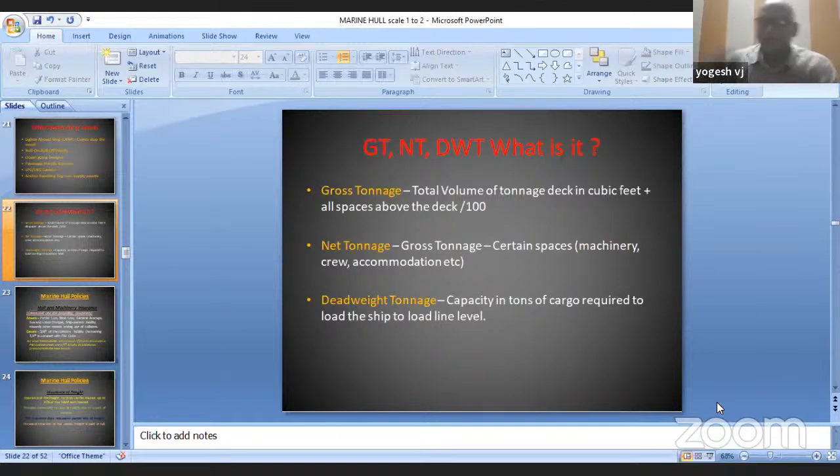And deadweight tonnage is the capacity in tons of cargo required to load the ship to the load line level. The cargo up to the maximum load level is called DW, deadweight tonnage. Okay, so usually gross tonnage is not used in marine hull terminology. What is used is net tonnage and deadweight tonnage. Deadweight tonnage is something related to the cargo. What is the capacity of that vessel, what capacity of cargo can the vessel carry. If the cargo is completely loaded till the load line level, that is deadweight tonnage. And gross tonnage is your total volume of deck in tonnage in cubic feet plus all spaces above the deck divided by 100. And net tonnage is gross tonnage minus disbursements. Okay.